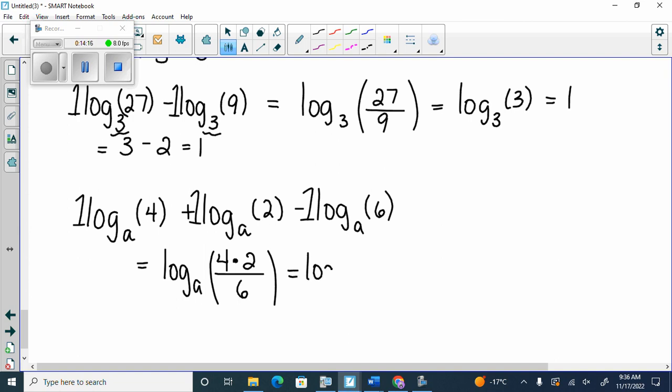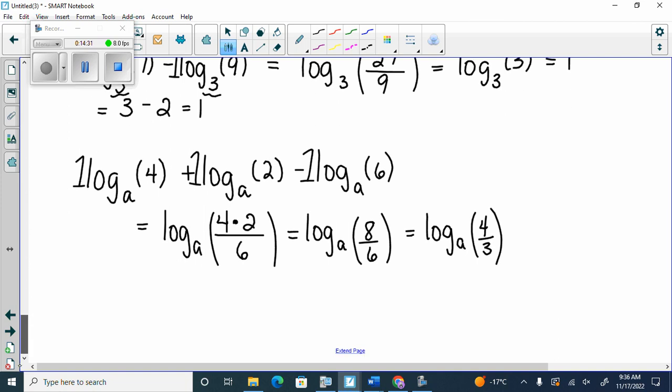Log base A of 8 over 6, which they'll write as log base A of 4 over 3. All right. Make it a little more complex.